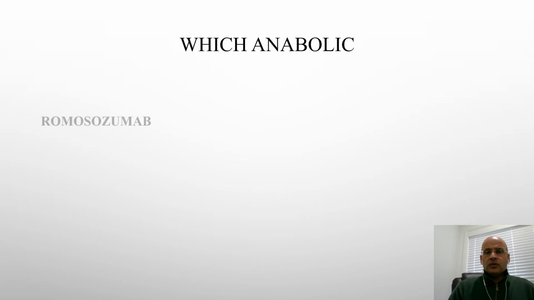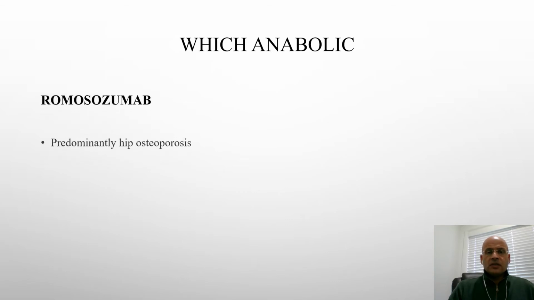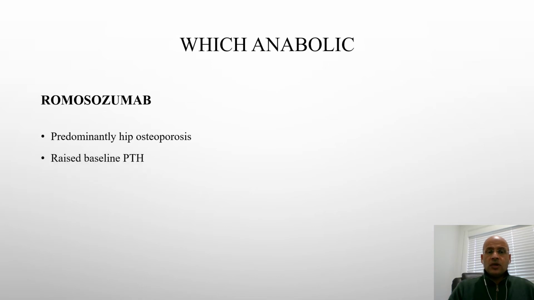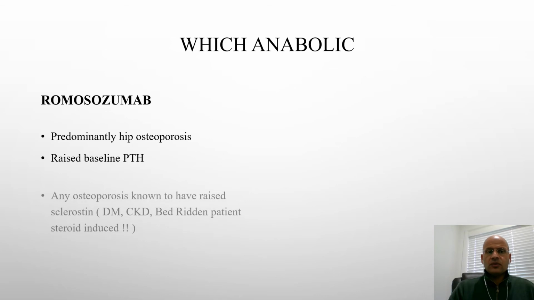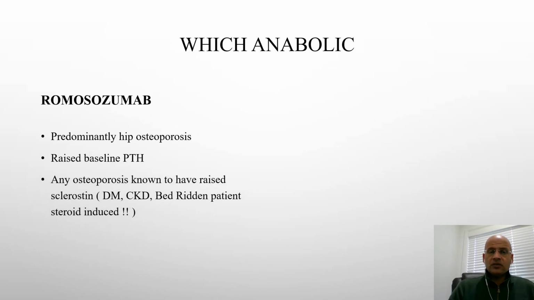Now, which anabolic to use? Romosozumab, I think predominantly for hip osteoporosis, someone who had a raised baseline PTH, someone with CKD, for example, or normocalcemic hyperparathyroidism. You cannot use teriparatide if you have a raised baseline PTH. Any osteoporosis that's known to have raised sclerostin, including CKD, and diabetic patient, potentially steroid patient as well, but there's no strong evidence for that as yet.